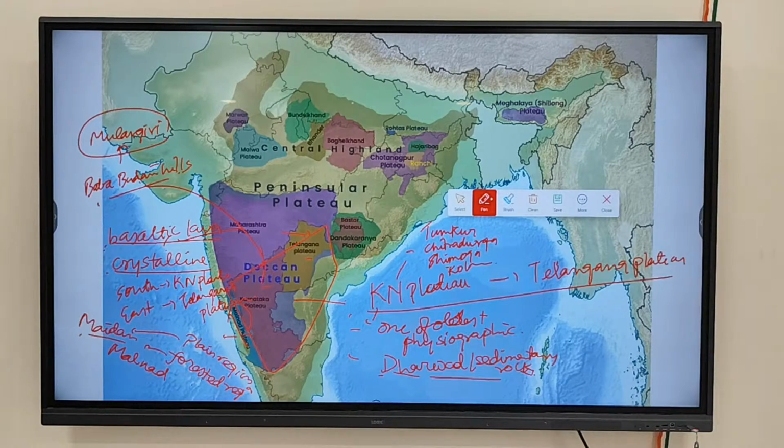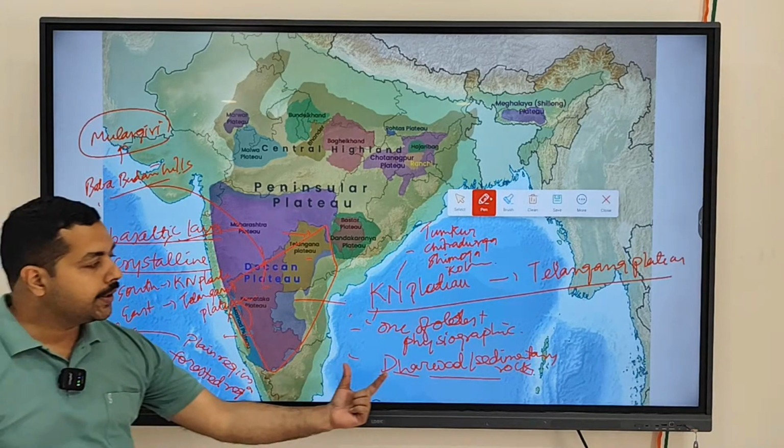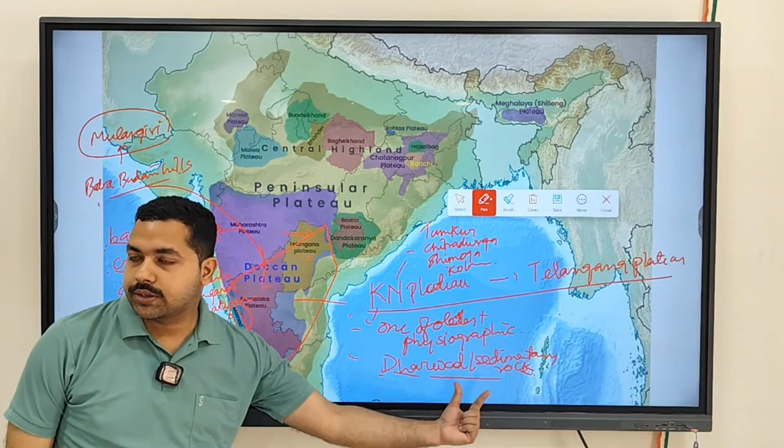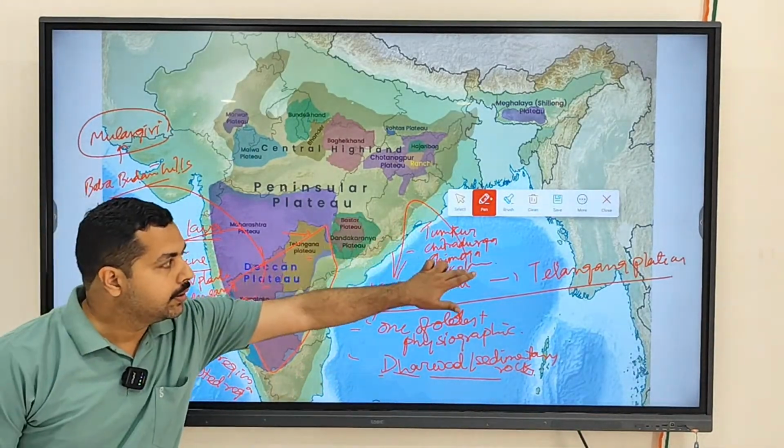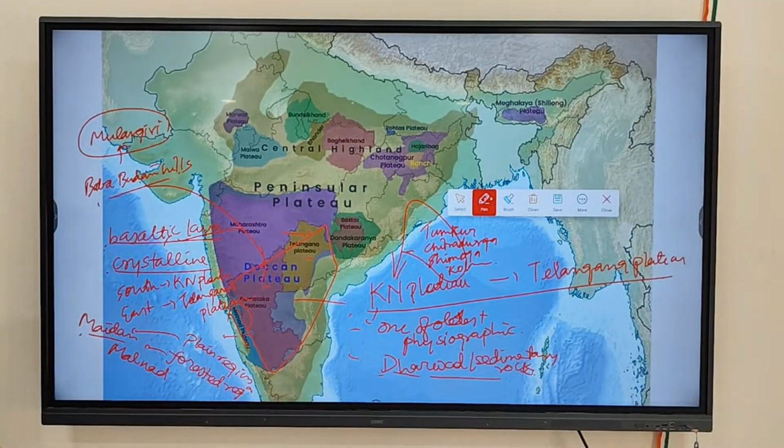Clear? So Karnataka Plateau, what you have to keep in mind is which type of plateau? One of the oldest physiographic plateaus, containing hard rocks or sedimentary rocks, very rich in minerals. That's why in these regions you'll find a lot of minerals.